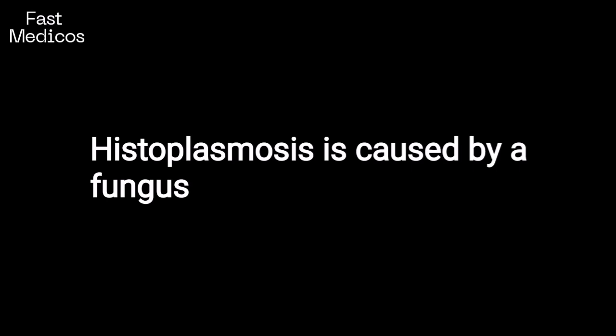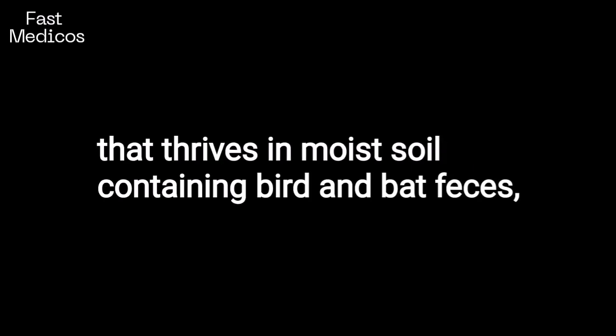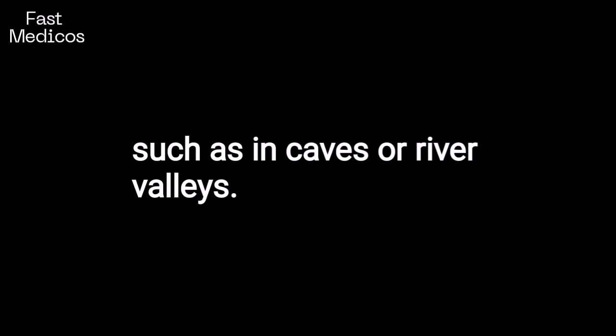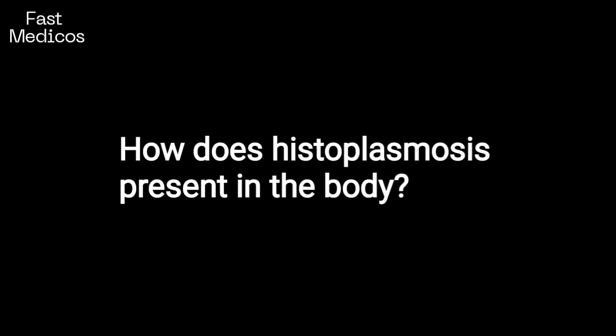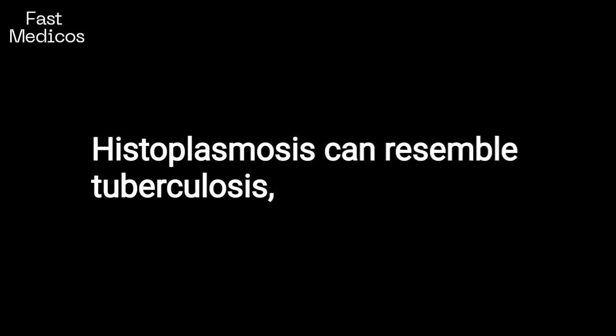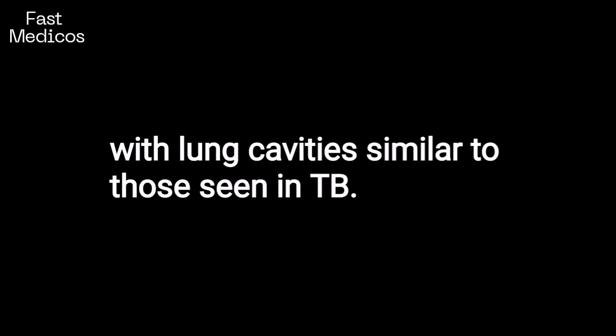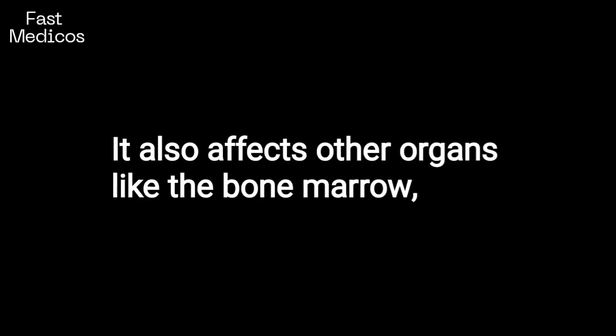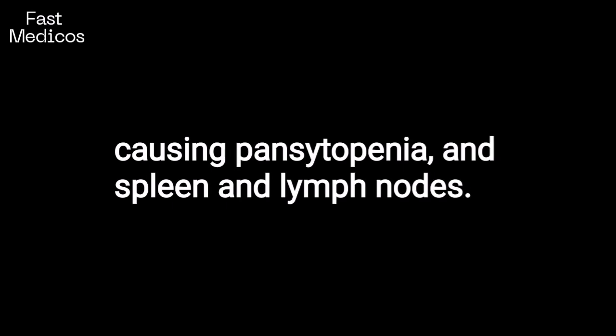14. What is histoplasmosis? Histoplasmosis is caused by a fungus that thrives in moist soil containing bird and bat feces, such as in caves or river valleys. 15. How does histoplasmosis present in the body? Histoplasmosis can resemble tuberculosis, with lung cavities similar to those seen in TB. It also affects other organs like the bone marrow, causing pancytopenia, and spleen and lymph nodes.